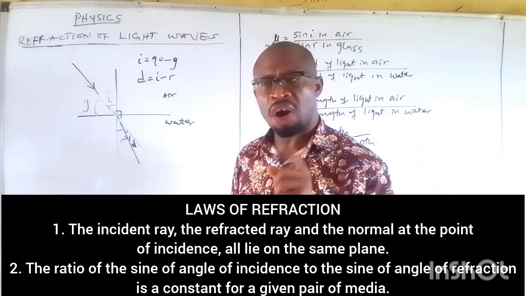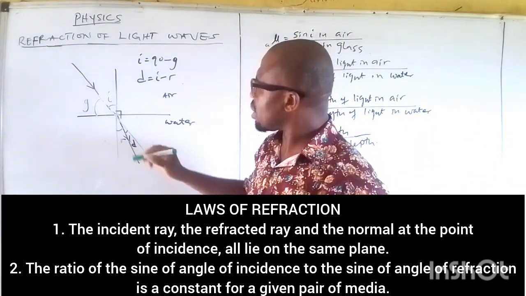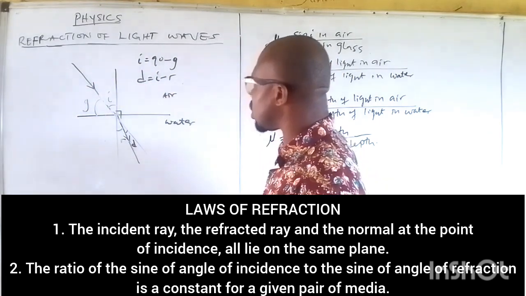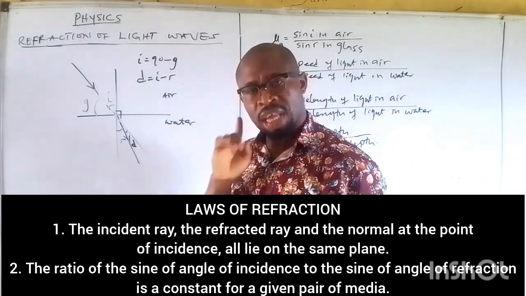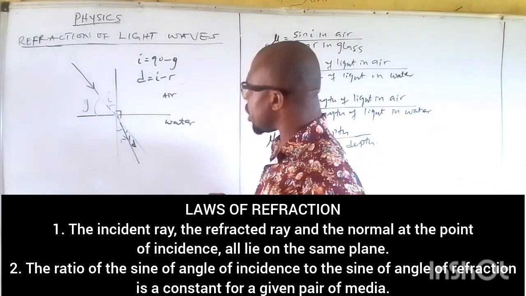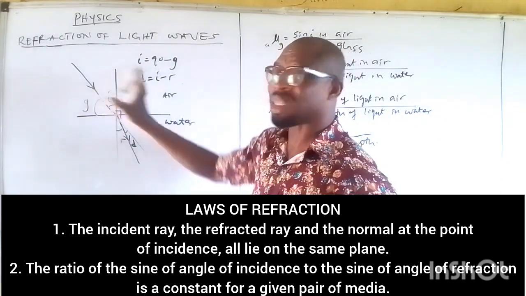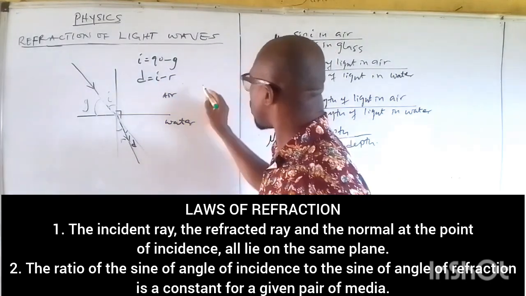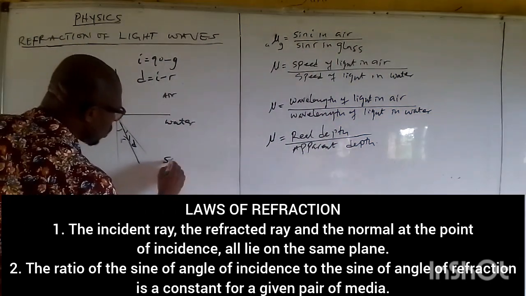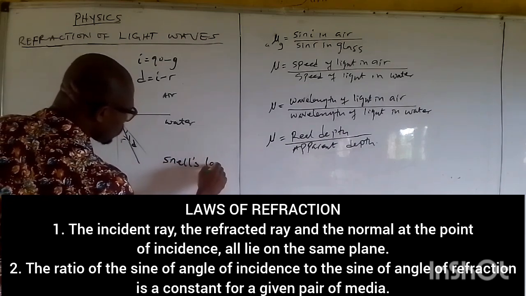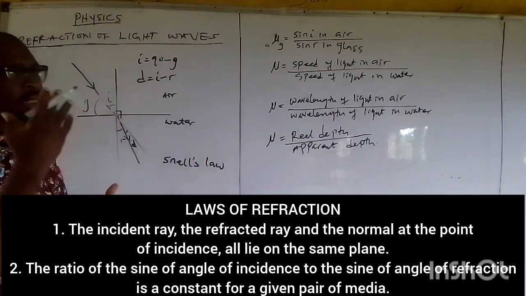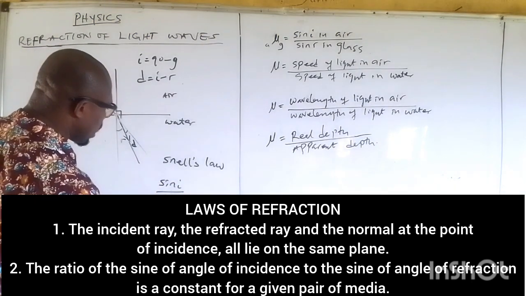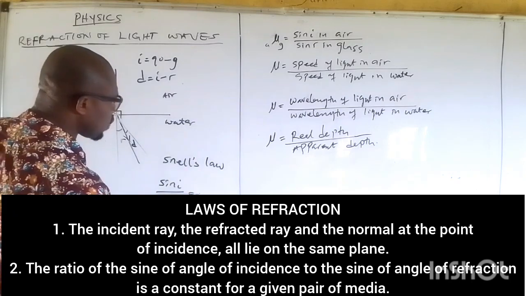Now, the second law of refraction states that the ratio of the sine of angle of incidence to the sine of angle of refraction is a constant for a given pair of media. That second one is always called Snell's law. Snell's law is a ratio law, where sine i over sine r is a constant for a given pair of media.